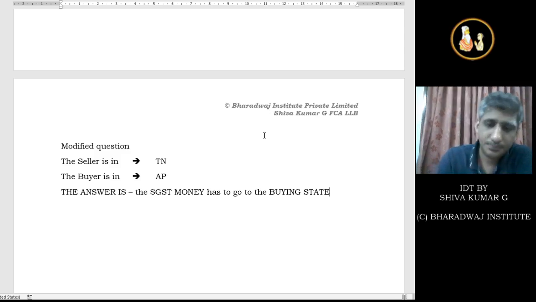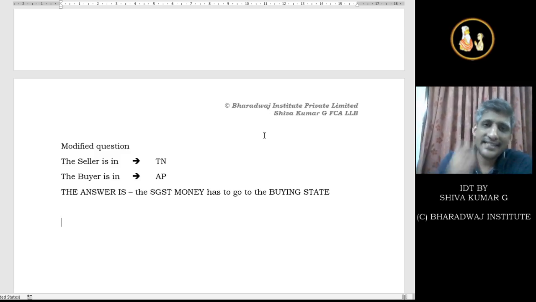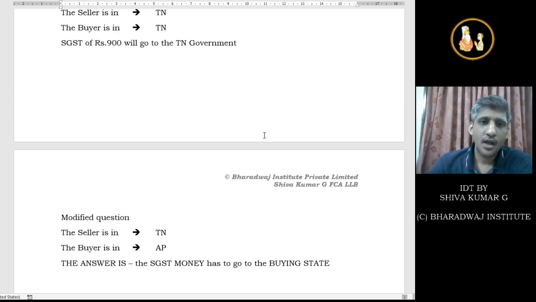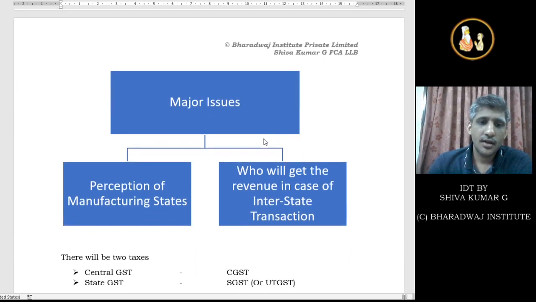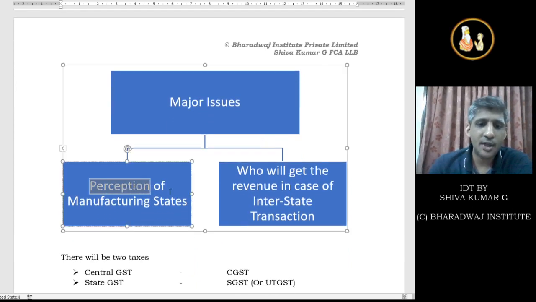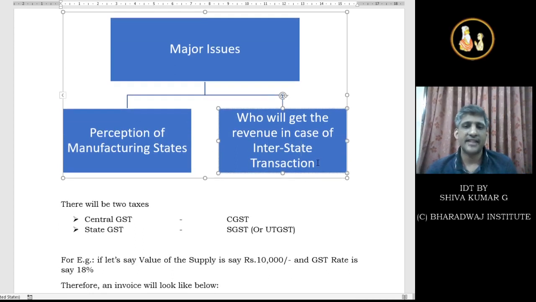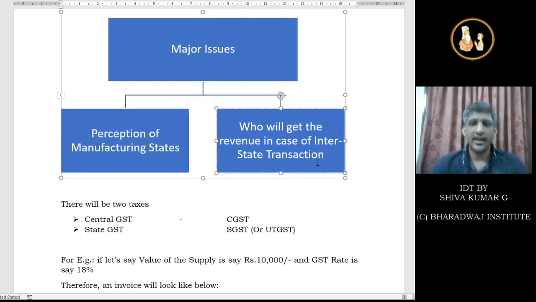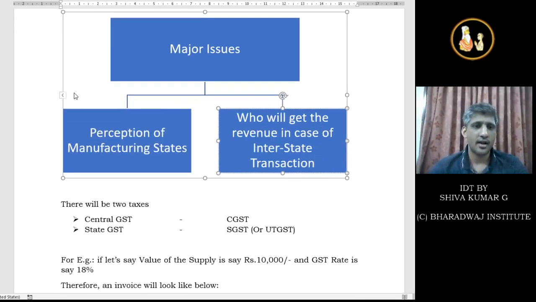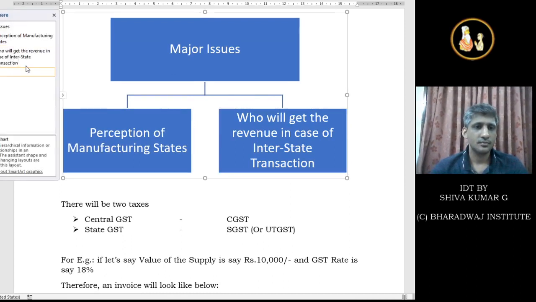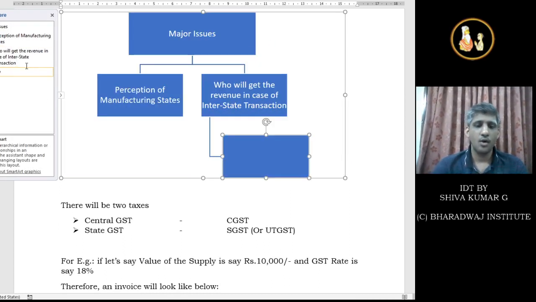Okay, great. Now, this leads to the next question. So what was the perception of the manufacturing state? So what is the answer here? Who will get the revenue gains of interstate transaction? In case of interstate transaction, what is the answer now? The money will go to the buying state.